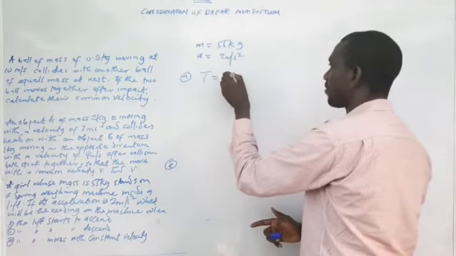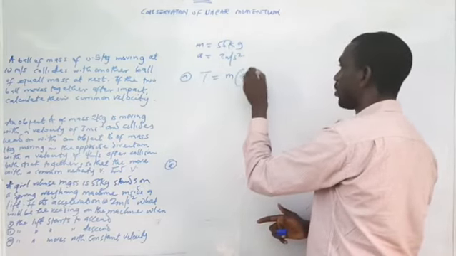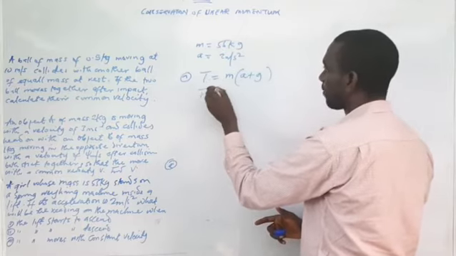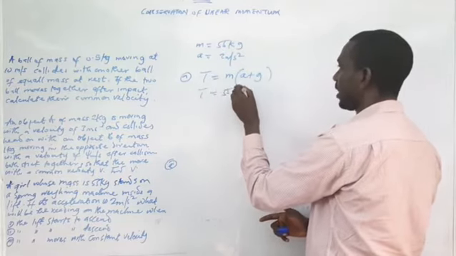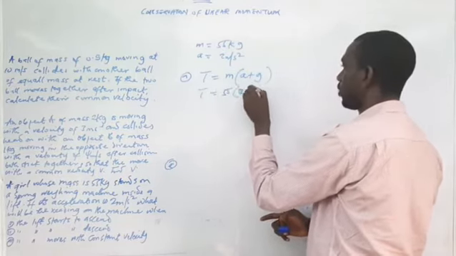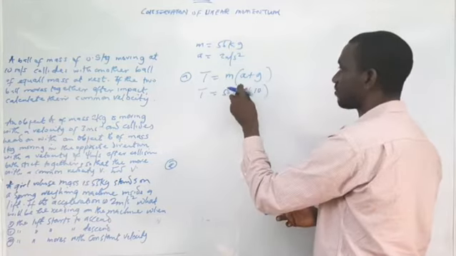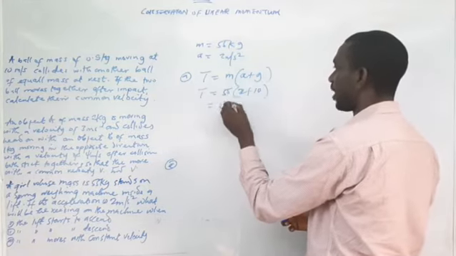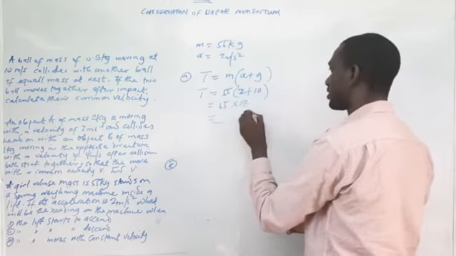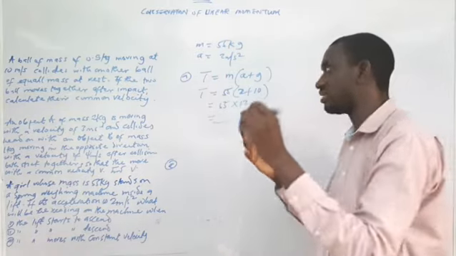What is the formula? The formula is M times A plus G. So your apparent weight, that's 55. A is what? 2, plus 10. That's acceleration due to gravity, which is constant. That's 55 times 12. You get your answer in Newton. That is the weight when the lift is going up.